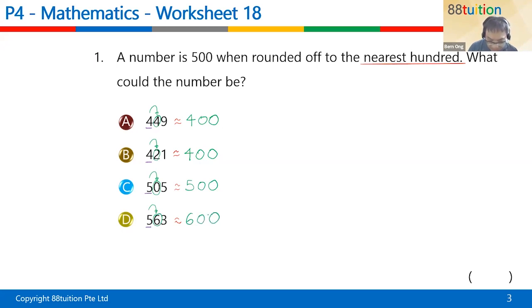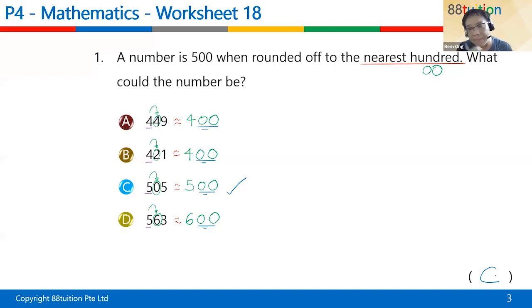The question is talking about hundreds, so there must be 2 zeros at the back. Do we have 2 zeros at the back? Yes, we do. Every one of these has 2 zeros at the back. So which is the answer? Which number when rounded off to the nearest 100 is 500? Obviously, the answer is C. Can you see or not?